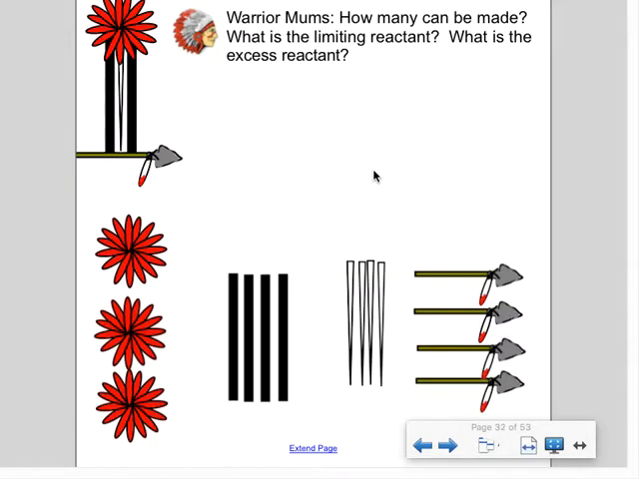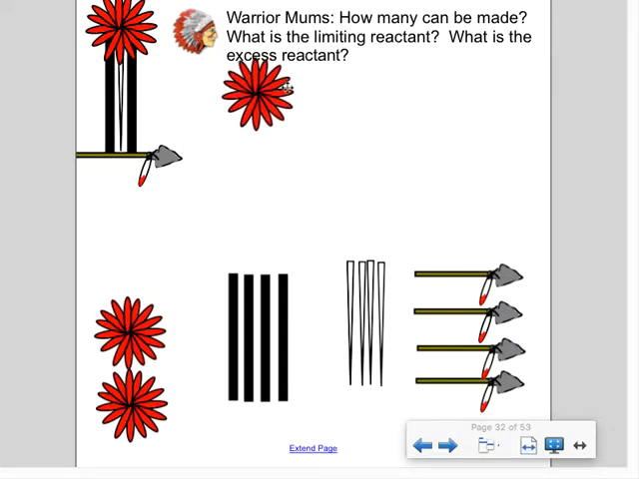Yesterday we did an activity dealing with warrior mums. I'm just going to quickly redo this. So let's just say I want to make a warrior mum: a red mum, 2 black ribbons, a white ribbon, and a really cool spear. And my question is, how many can be made?